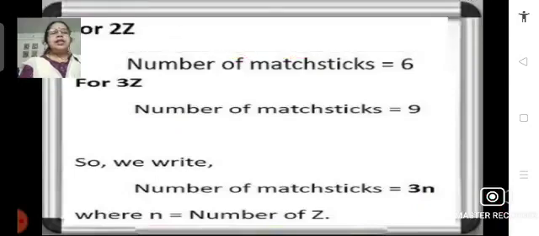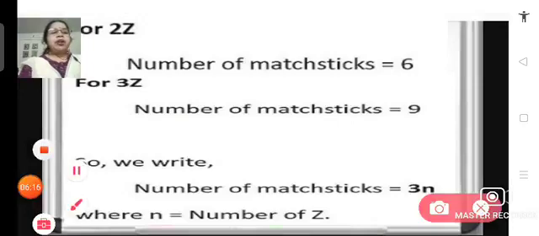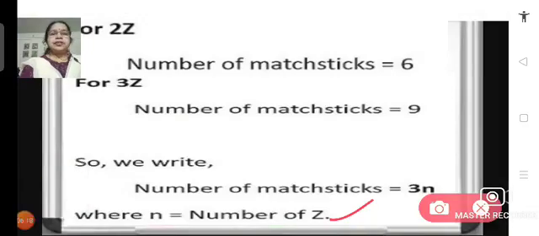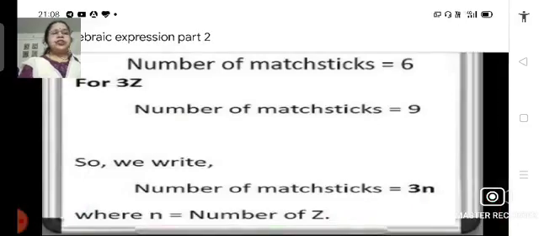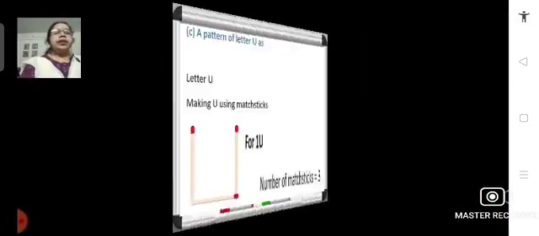So how can we write the formula for this? The rule for the number of matchsticks required to write Z will be 3 multiplied by n. And what is n? N is the number of Z's that we form with matchsticks. So this is the general rule for finding out the number of matchsticks, 3n.